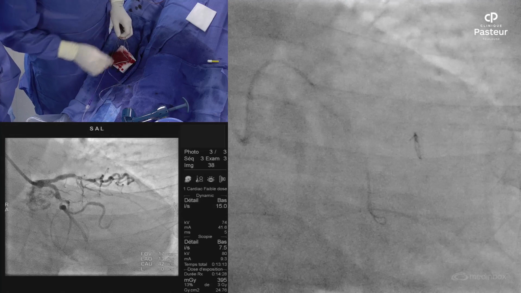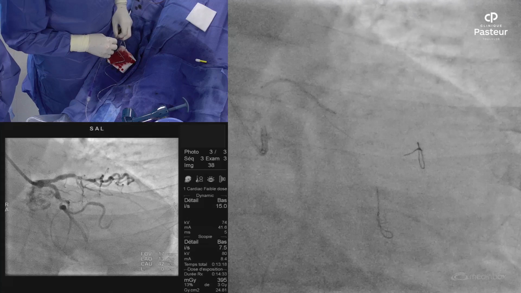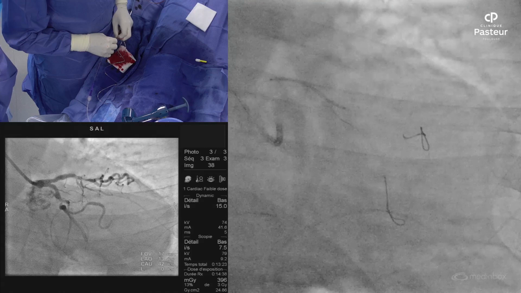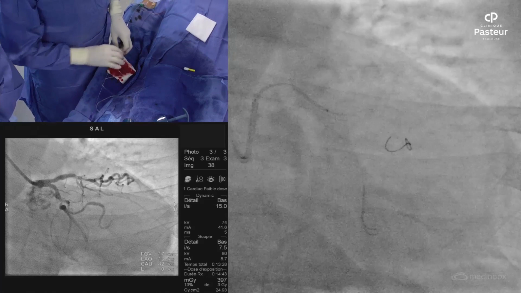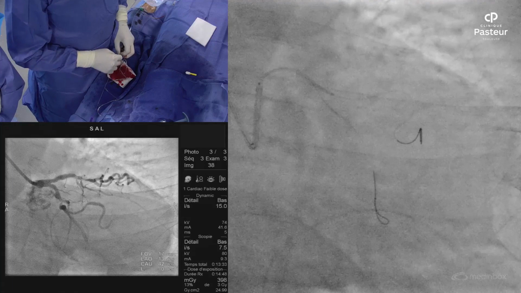Maybe we need to repeat the inflation, or what I'm doing is just pushing slowly, maintaining the push. Take care because the guiding is going, a little going out. But you advance. You have done some progress. Yeah. Maybe you replace the wire. Yeah, and then we will come back to an additional pushing maneuver of the catheter.